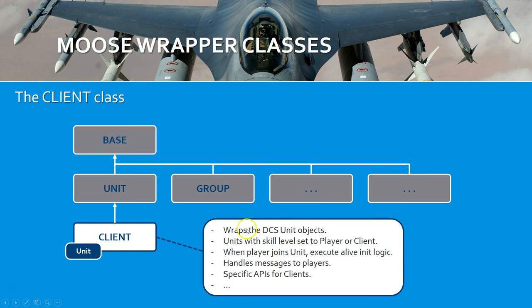The client wraps the DCS unit object, but it is where a player can join the unit, which is different behavior because clients will communicate with players using the messaging system. It will also have multiple facilities to handle cargo. It will have certain skill level settings. It needs to monitor whether a client is alive or not. I mean, not each client is alive within a multiplayer mission. Only when the player joins the client will the unit become alive, and so on. So there are specific APIs here that are richer than the normal AI unit class behavior.